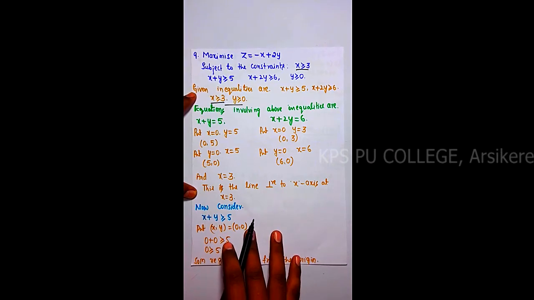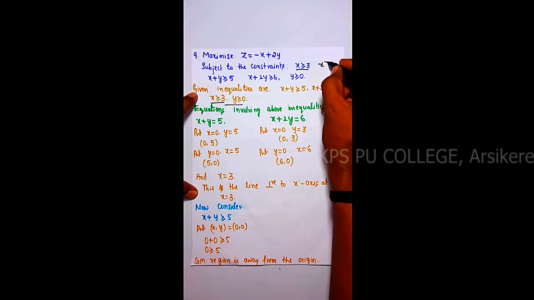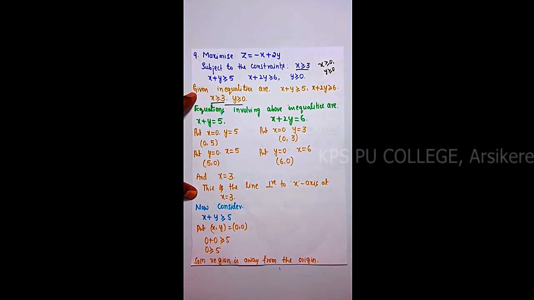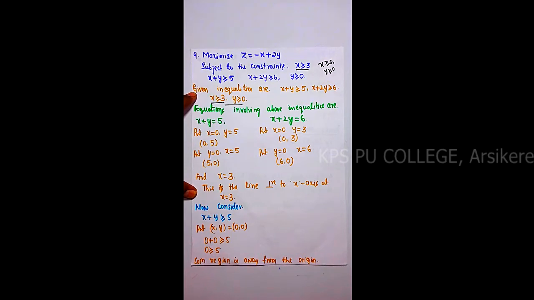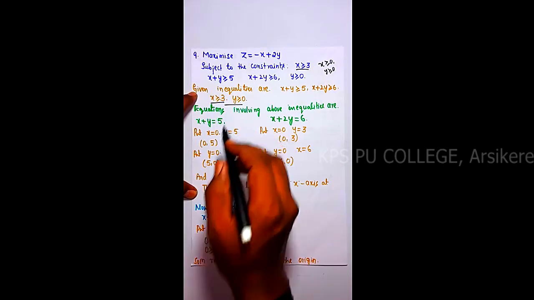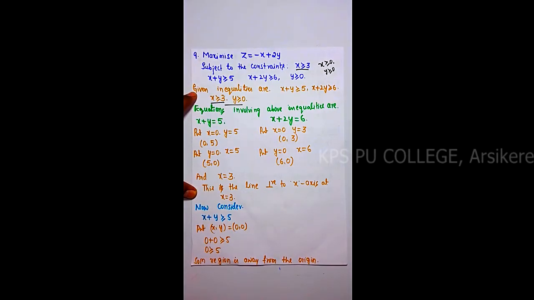In the previous problem, it was x greater than or equal to 0 and y greater than or equal to 0. But here we have x greater than or equal to 3. y greater than or equal to 0 means the region above the x axis, that is not a problem. But x greater than or equal to 3 is here.